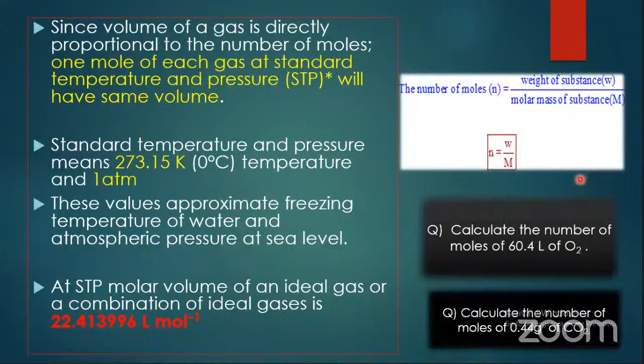Okay. So how can you calculate the number of moles, students? Number of moles N, for any substance, you can calculate by this formula. The number of moles N is equal to weight of the substance W in grams by molecular weight of that particular substance. Simply N is equal to W by M.